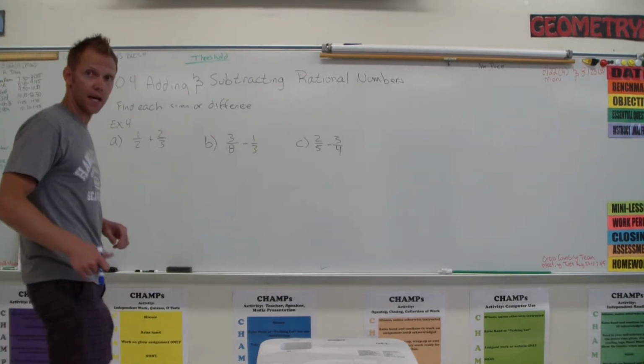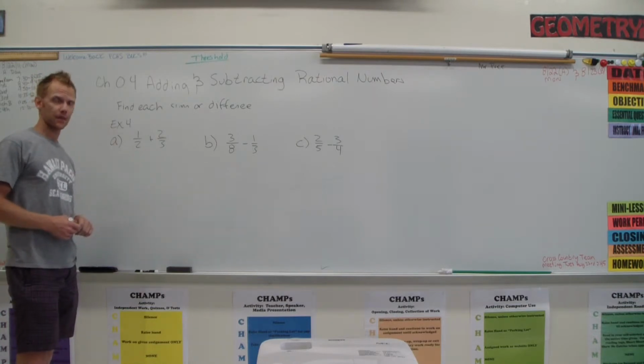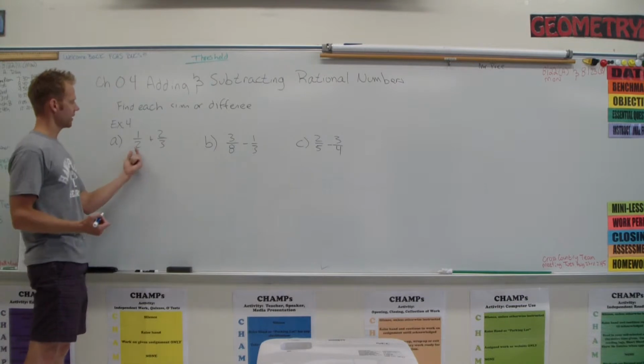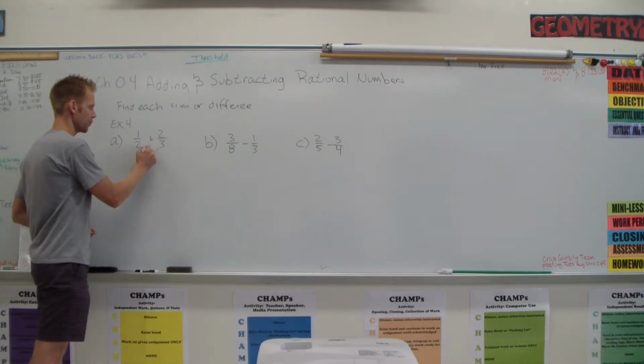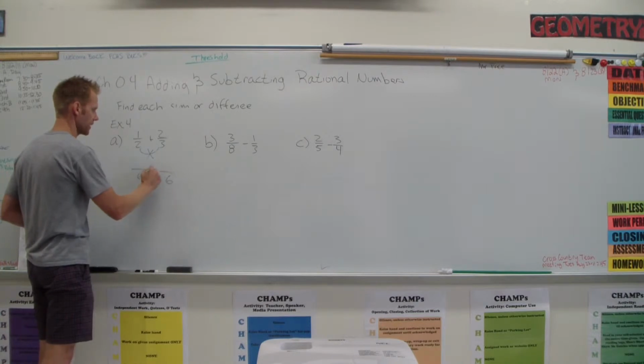All right, now it's time to have some real fun. Here we have 1/2 plus 2/3. We don't have a least common denominator, so we're going to make one. 2 times 3. 2 times 3 is 6. So we're going to use a denominator of 6 for both of these.